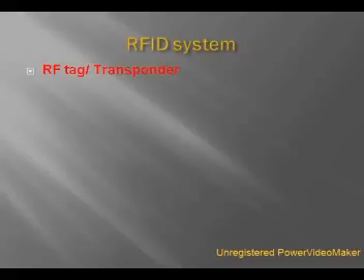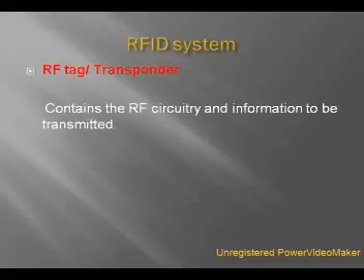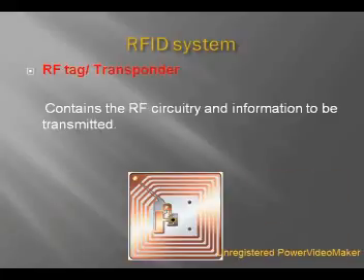The first one is the RF tag or transponder. It contains the RF circuitry and information to be transmitted. Most RFID tags contain at least two parts. One is an integrated circuit for storing and processing information, modulating and demodulating a radio frequency signal, and other specialized functions. The second is an antenna for receiving and transmitting the signal.